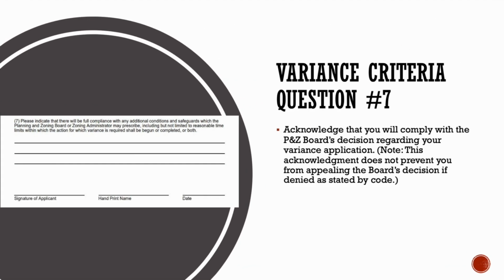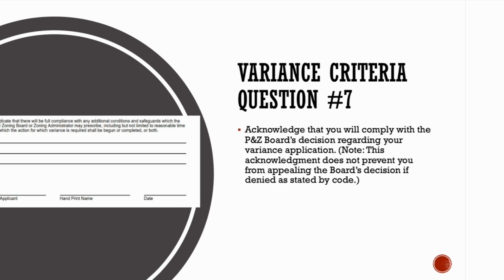And the last and final criteria question, you're essentially acknowledging that you will comply with the P&Z Board's decision regarding your variance application. However, that does not in any way mean that you're acknowledging that you cannot appeal the board's decision as stated by the code. There is a formal process of appeal, which we will talk about briefly, should your variance be denied.